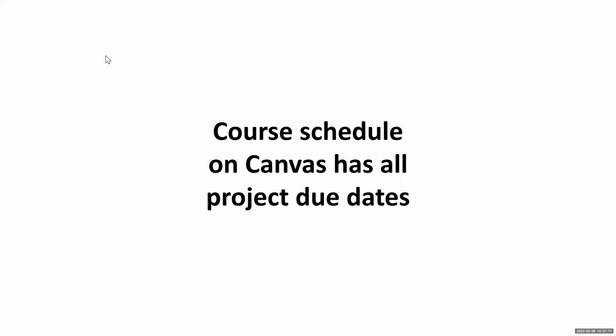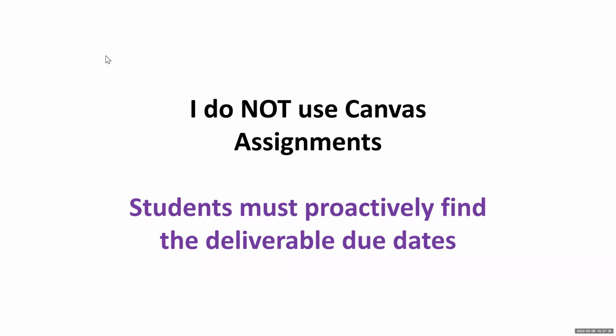And as I mentioned, the course schedule is on Canvas. A key interesting thing about this is I've discovered over the years that a lot of students have become really dependent on Canvas assignments to show them everything that's coming up, or to proactively show them. And I think we're doing a disservice when we do that. Students need to proactively be able to find out when due dates are, and develop their own system to be able to keep track of them.